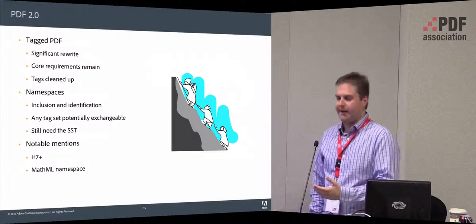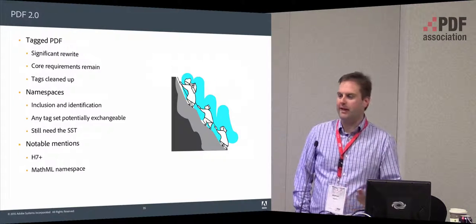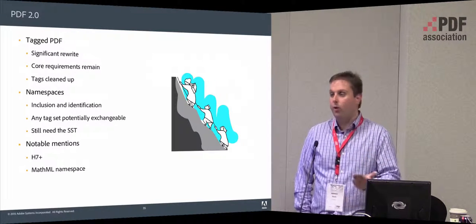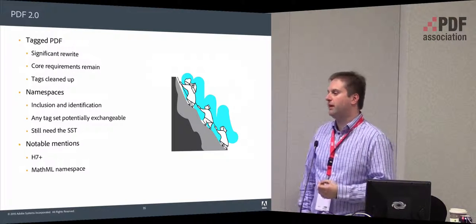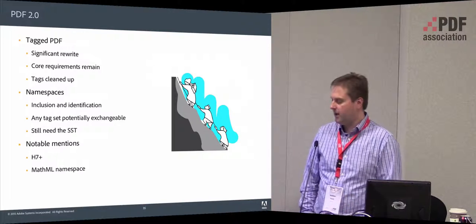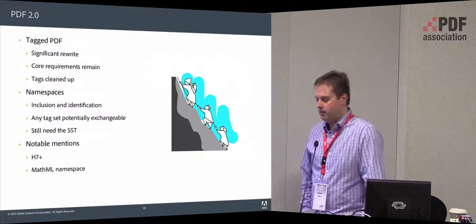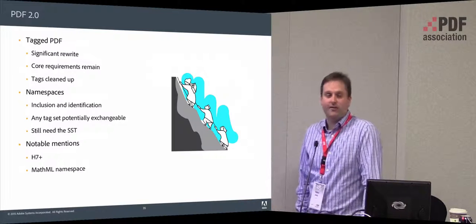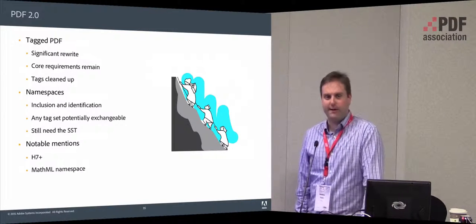I already mentioned namespaces, and we've added those as a capability. PDF UA Part 2, which doesn't exist yet, but we're working on at the moment, will include namespace support, and we'll probably identify a couple of namespaces that have to be recognized. And we also actually codified the concepts of heading level 7 and above, and MathML as a namespace, and things like that.